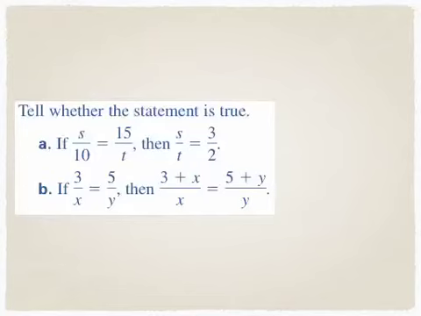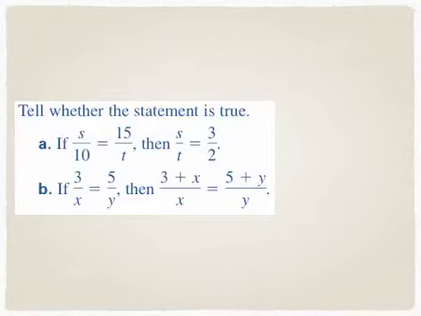This first example asks us to tell whether the statement is true. We have S over 10 equals 15 over T, and then it says then S over T equals 3 over 2. What it looks like we've done here is we've taken the numerator S and left it in the numerator, but then we've taken the denominator of the other one and made it the denominator of this one.